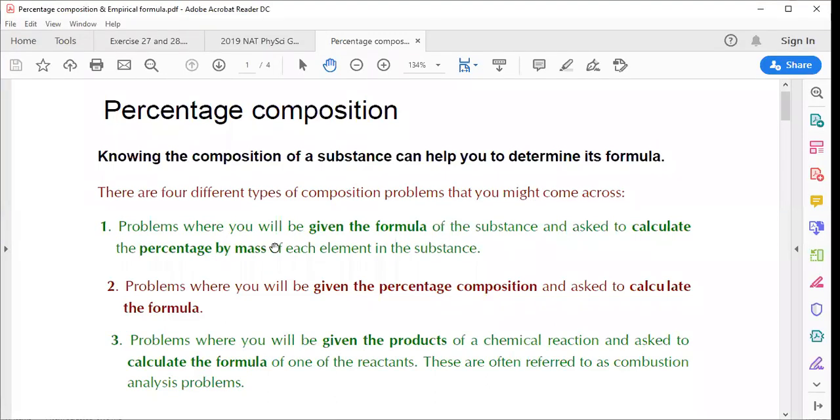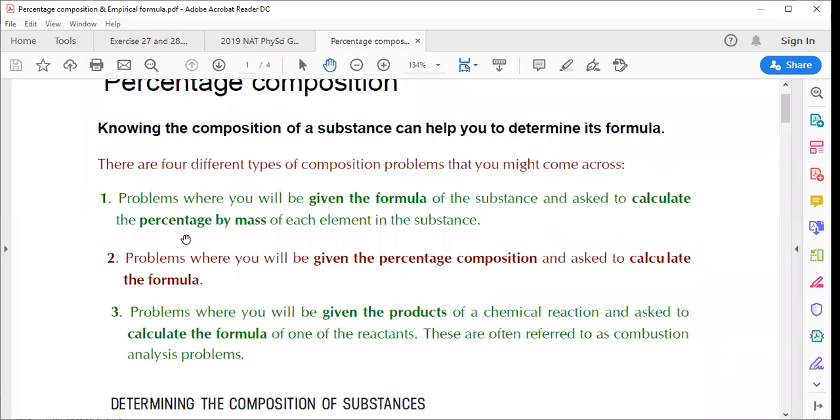So we start. We look at percentage composition, right? So here, what do we mean by percentage composition? Simply, when you're given a substance or a compound, you want to know what is the percentage of each element in that given compound, right? I'm going to define it at the bottom here, but why do we need to know this? Knowing the composition of a substance can help us to find the formula of a substance. If we know the percentage of each and every element, then we're able to come up with a formula for that particular substance.